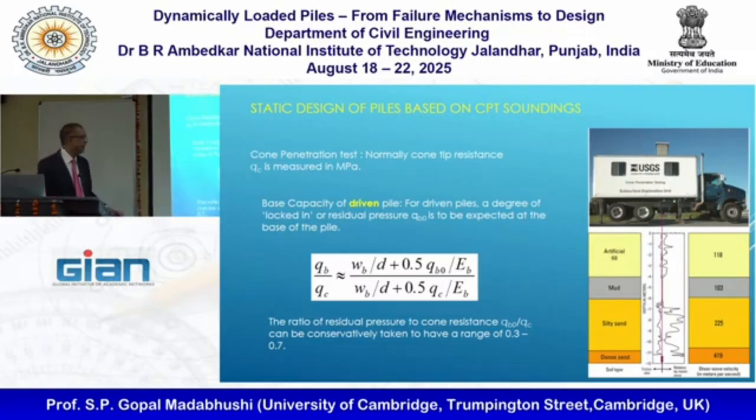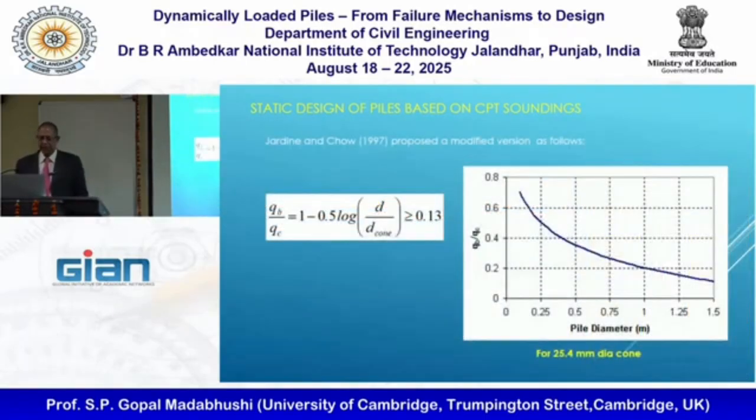Typically, you don't actually measure that. You take the ratio of the residual pressure to cone resistance as about 0.3 to 0.7, which seems to fit reasonably well. So that is one way of doing it.